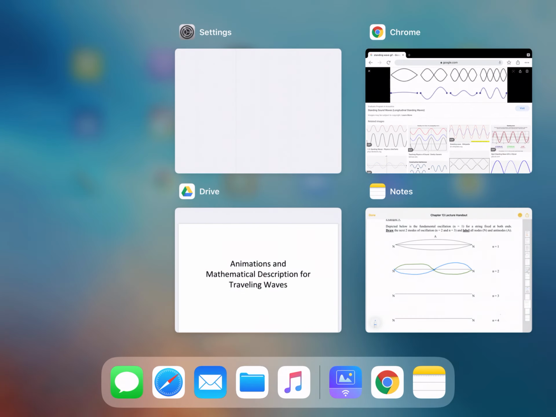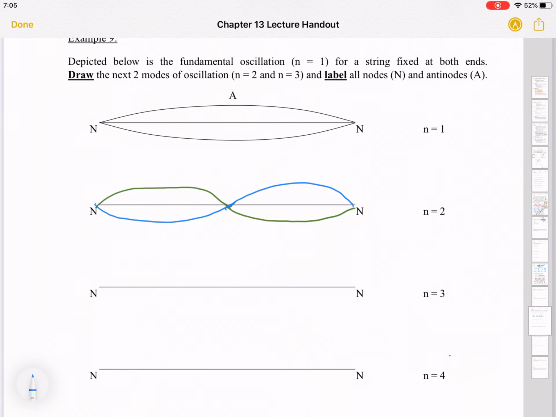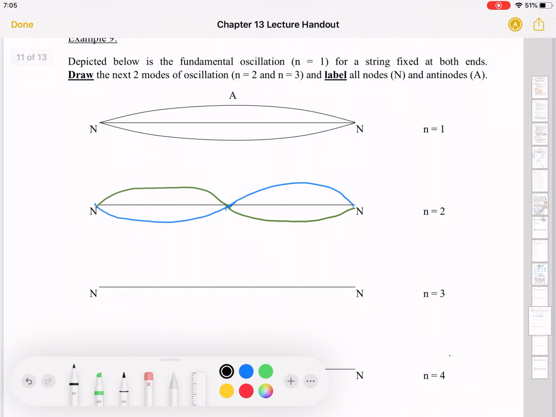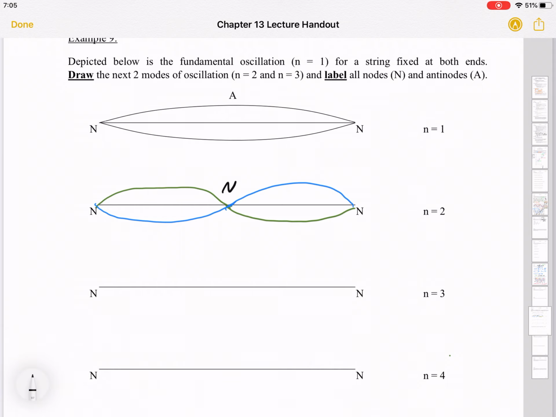So we're introducing this idea of standing waves via example number 9. Again, nodes are points that don't oscillate. So this is a node right here, and antinodes are points that oscillate maximally. So this is an antinode, and this is an antinode. And this second image is what we call the second mode of oscillation for this.